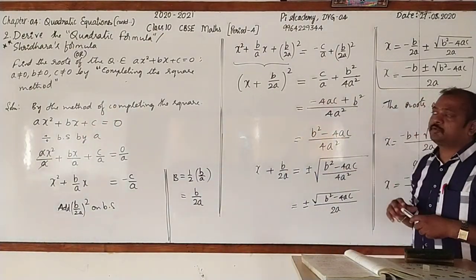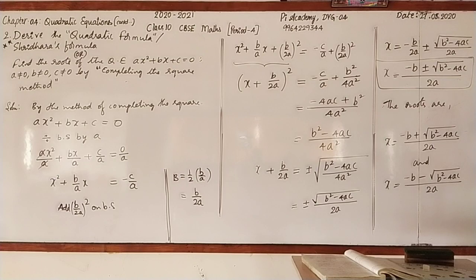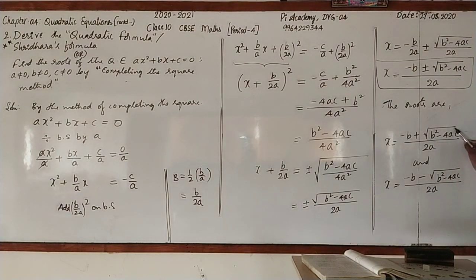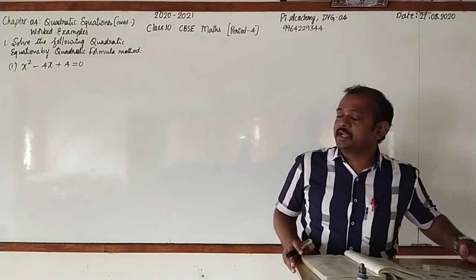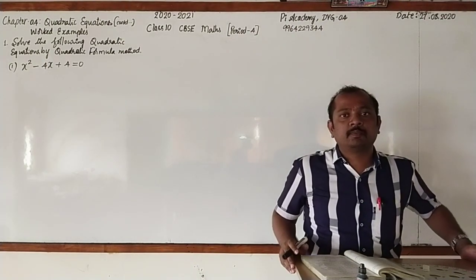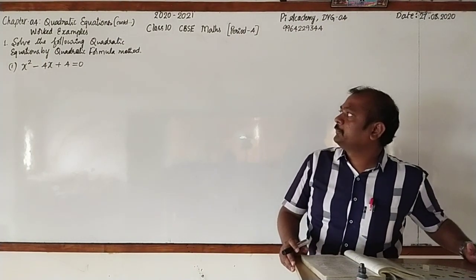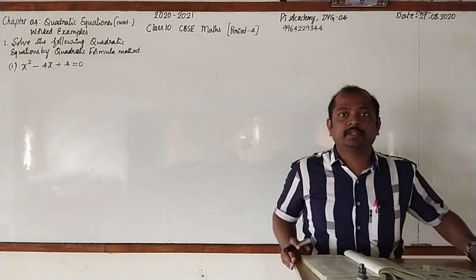Then in this quadratic formula there is a special property of a term. It is b square minus 4ac. I will explain that later. First you copy from there to here. Dear students, now let's go for solving some of the quadratic equations by quadratic formula method.